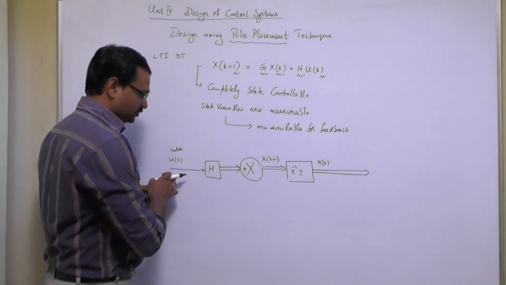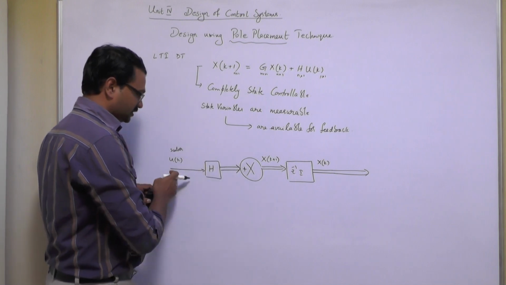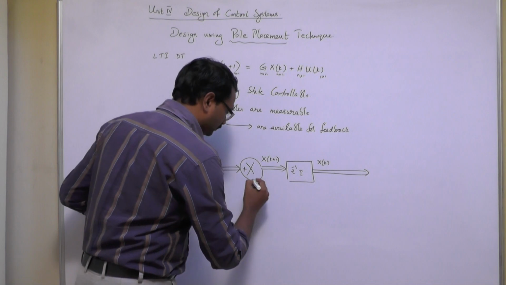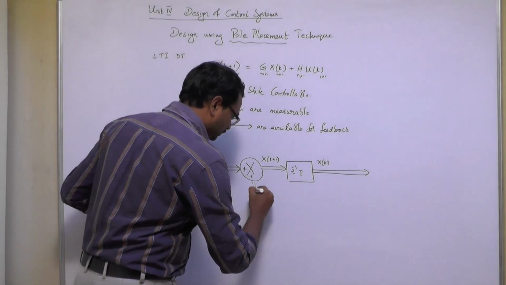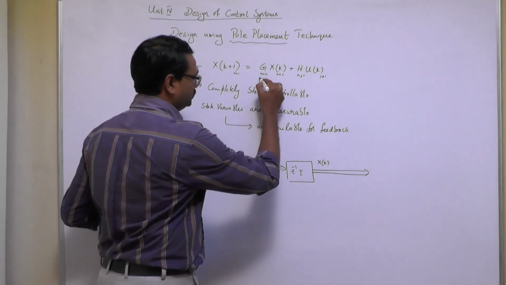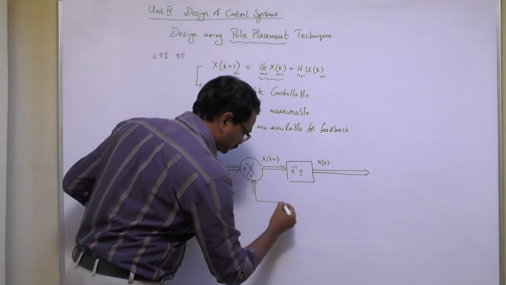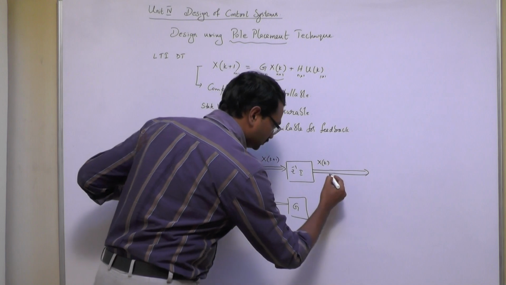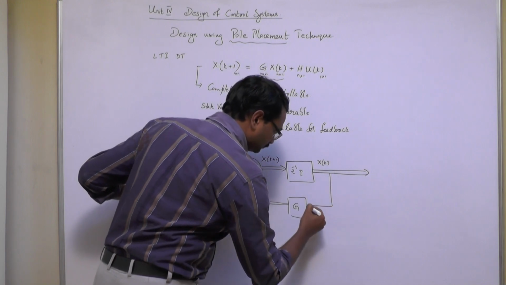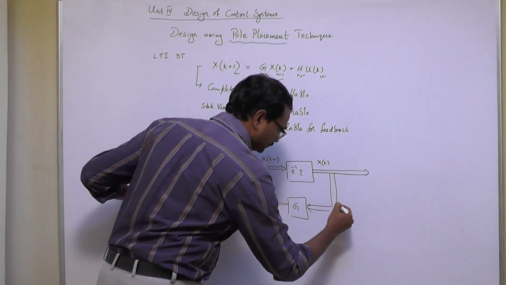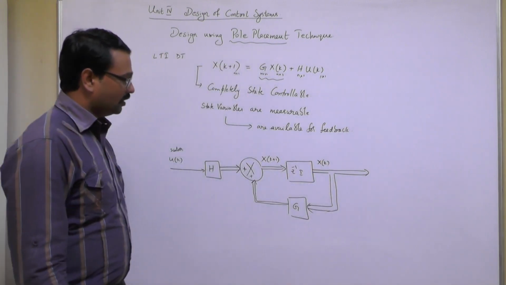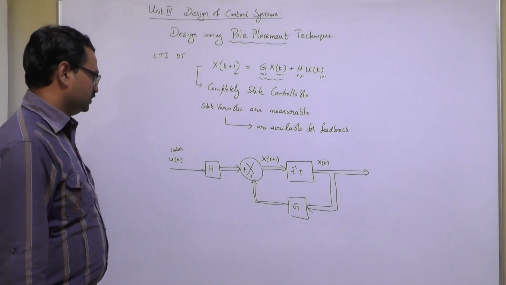A double line indicates a vector and a single line indicates a scalar. Then h u of k is given, therefore I need one more term here. What is it? I require g x of k here. I am going to draw g into x of k, where this is x of k for me. So this is our equation.